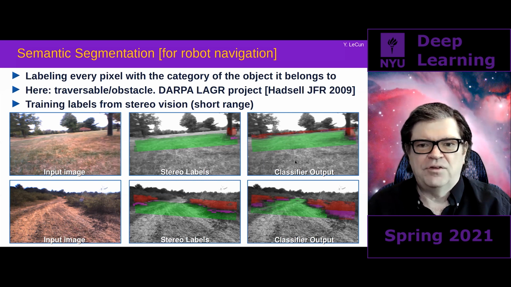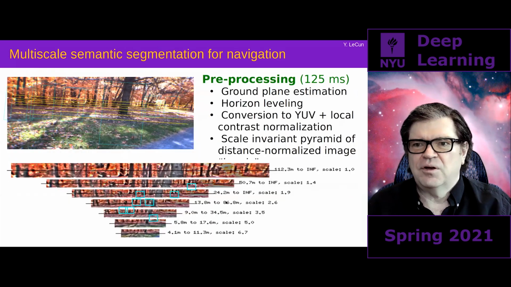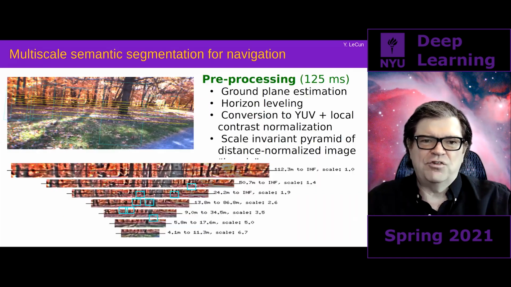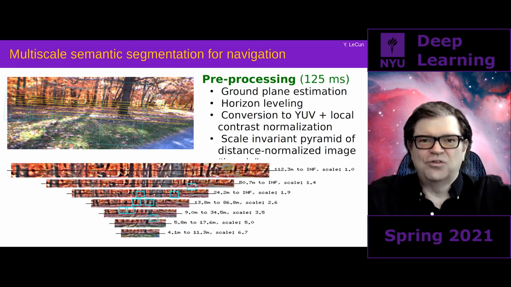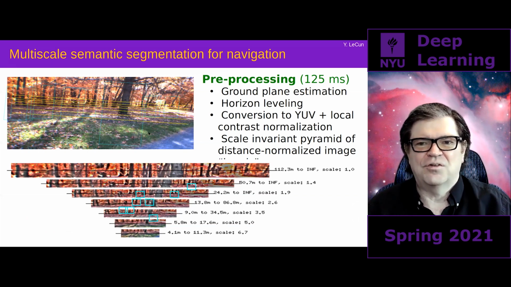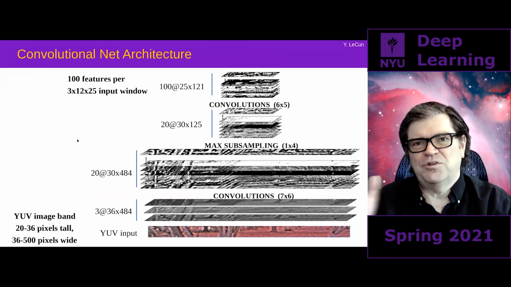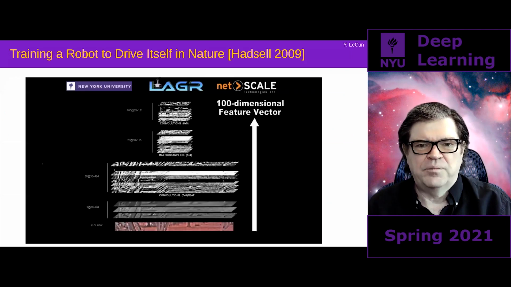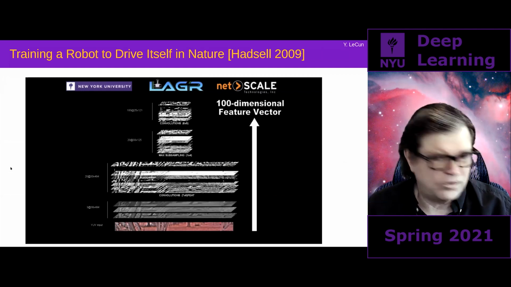And I'm going to spare you the details. This is the architecture of the convolutional net. It actually looks at images that are kind of bands, more or less centered on the horizon, because it doesn't need to look at the sky and anything else at multiple scales. So it uses this multi-scale idea that I told you about earlier. And this is sort of a video that shows how the system works, more or less.